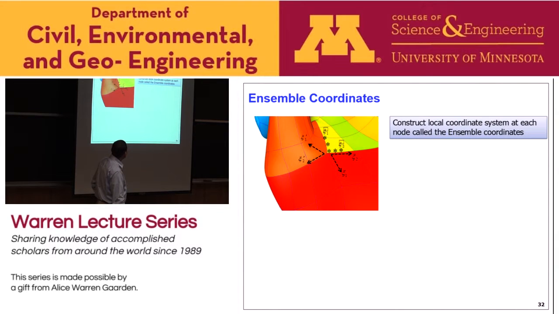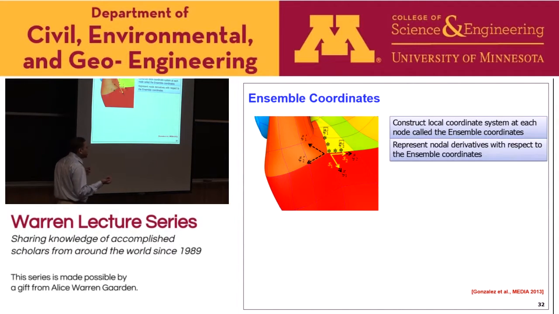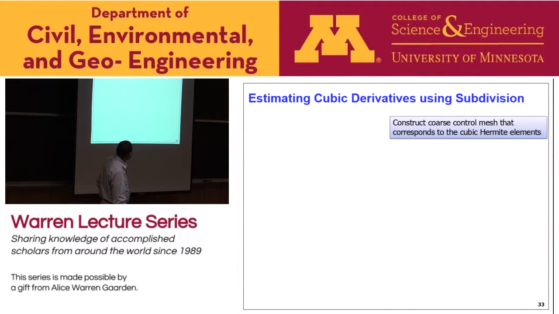What we essentially do is we construct a local coordinate system at each of these nodes, which is basically represented by this yellow coordinate system here, and then we perform all the transformations from each of the individual element parametric coordinate systems to this ensemble coordinate system. And this transformation itself is taken care of by a linear transformation. I'll get to that in a minute.